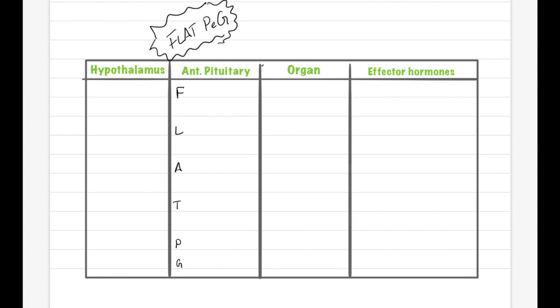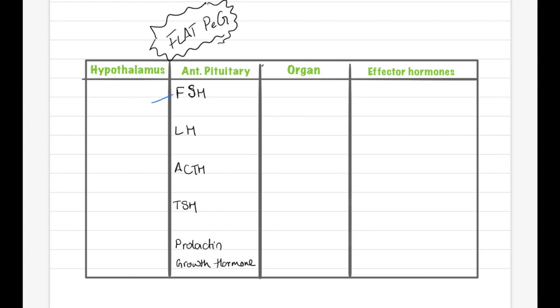An easier way to memorize hormones produced by the anterior pituitary is a mnemonic known as FLAT PEG without the E, and F is follicle stimulating hormone, then LH, then ACTH, TSH, prolactin, and growth hormone.